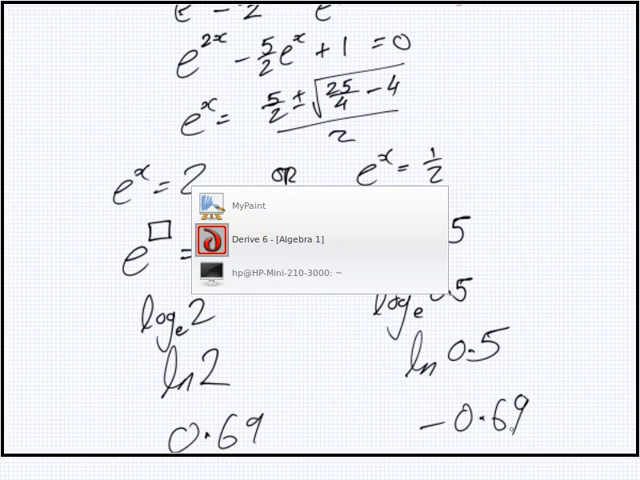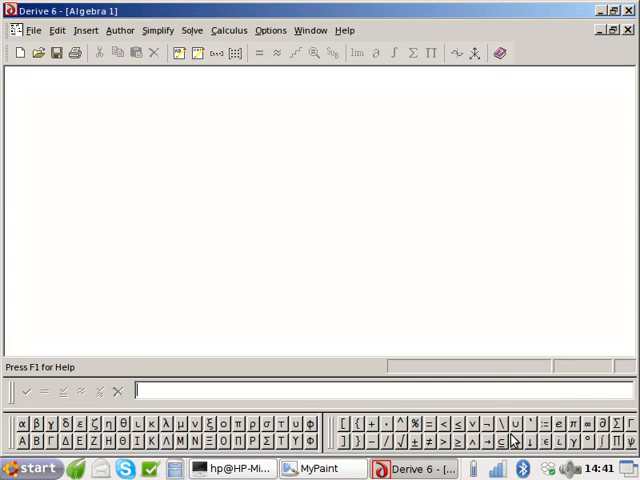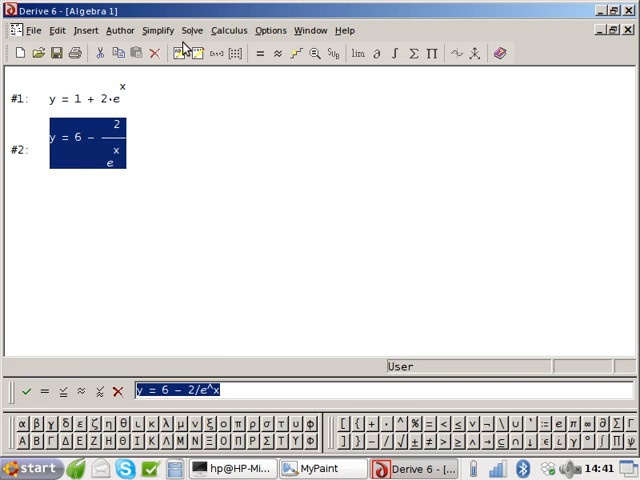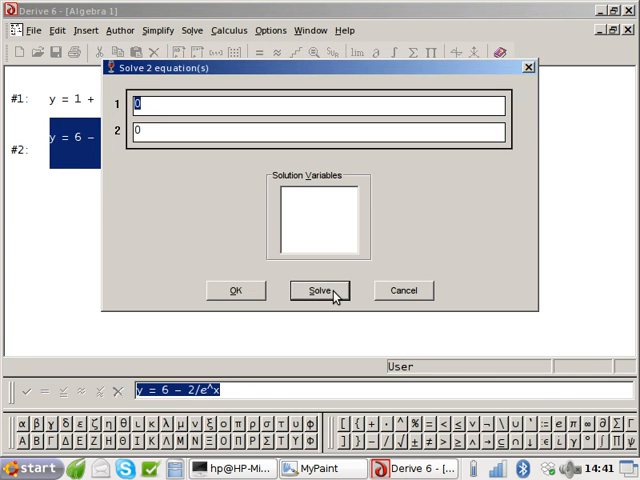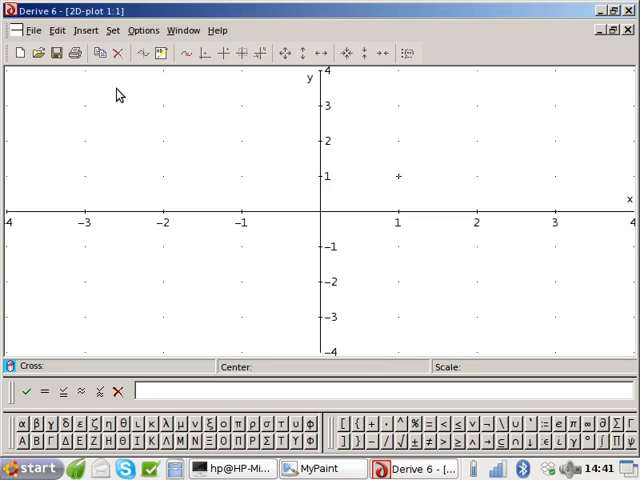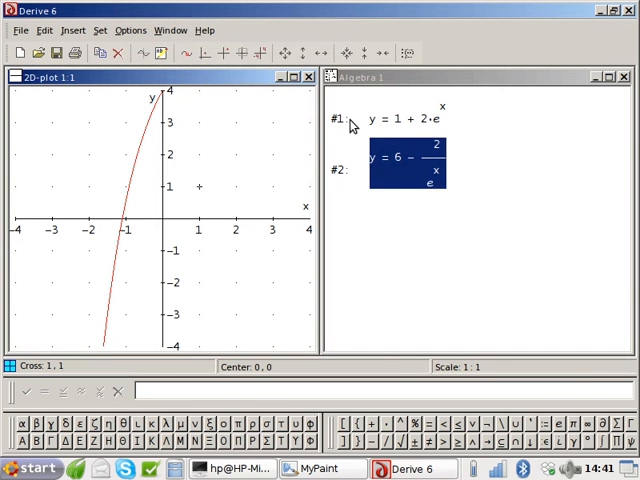Let me draw the nice graph for you. Y equals 1 plus 2 e power x. Y equals 6 minus 2 over e power x. No, sorry, that's not what I want to do. I want to draw the graph. Guys, look up, please. And then we'll draw this one.